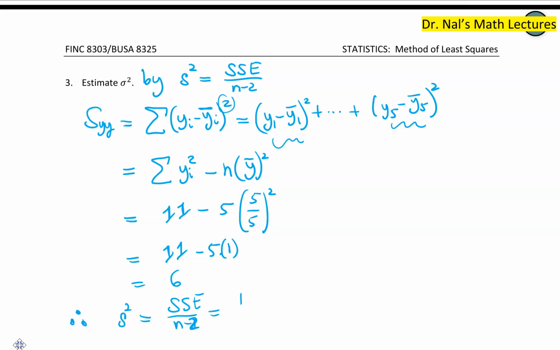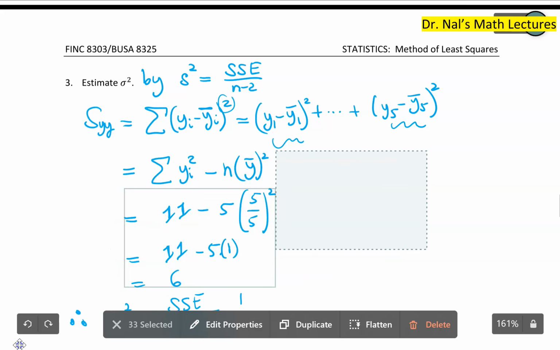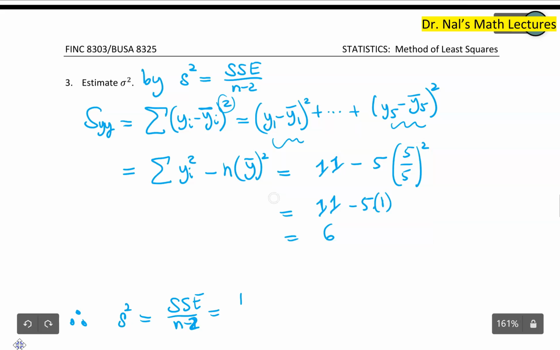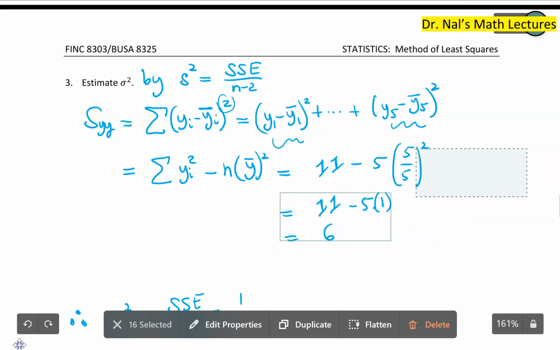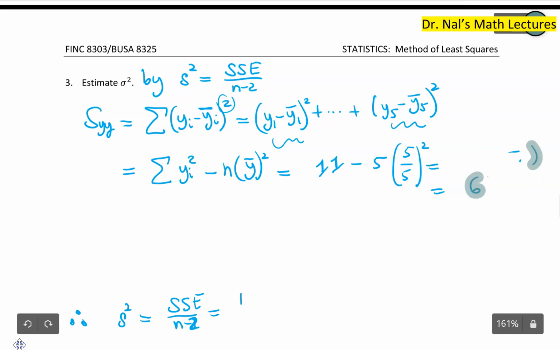Let me just move some stuff to the right side so I have a little bit more space. We just basically skipped one step. That's what I'm trying to say. Let's move this up, and move this over here. And there we go. Actually, 11 minus 5 is 6. So let's write it like so that it fits: 11 minus 5 times 1. And that's a 6. Okay, so this turns out to be SYY.